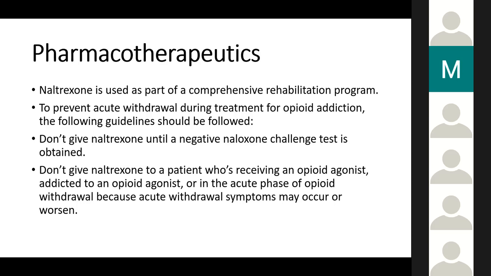So what you do is that you have to be sure that if there's an acute phase of opioid withdrawal, this patient could end up with withdrawal symptoms. So if the patient is receiving an opioid agonist or is in the acute phase of withdrawal, you don't give it at that point.